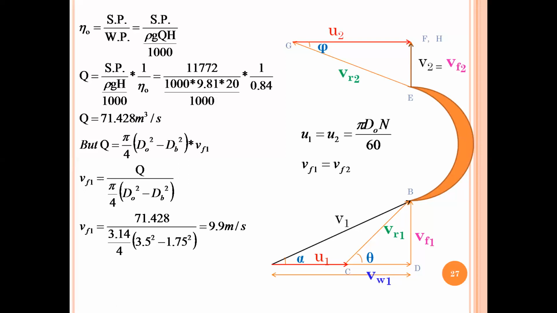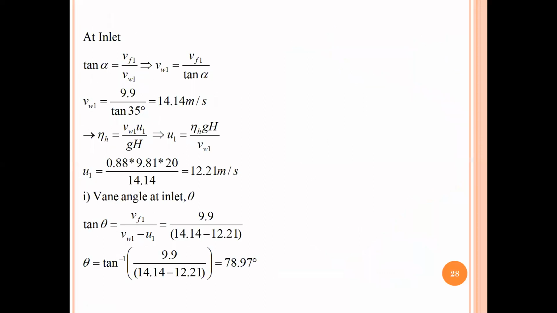So we have calculated VF1. Knowing the angle alpha, I can calculate VW1 too. And for U1, there are two formulas. One is by your speed ratio. The other is by pi D N by 60. So here you'll have pi D outer diameter N by 60.